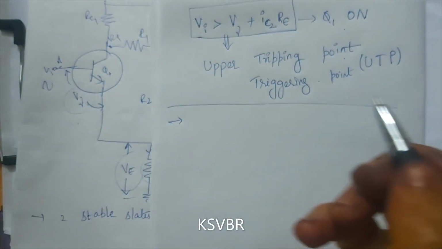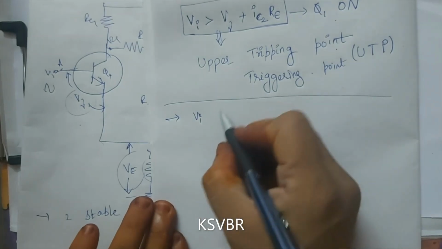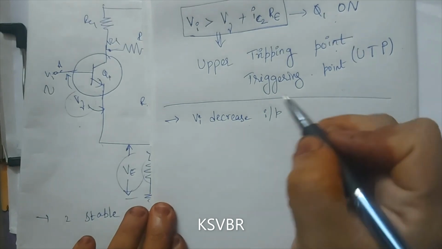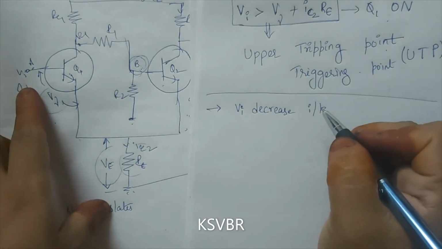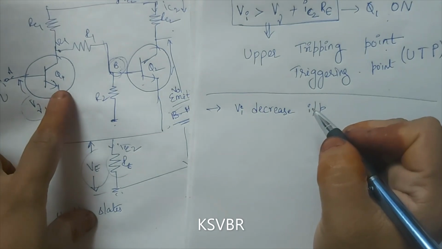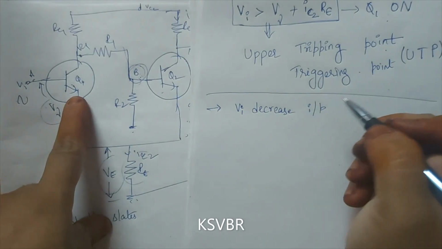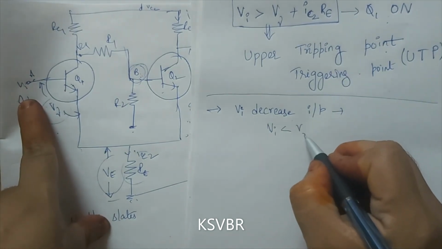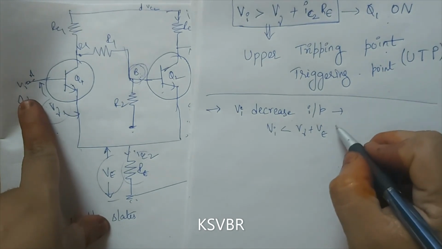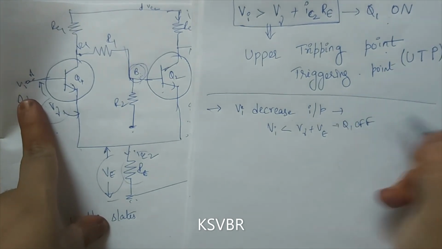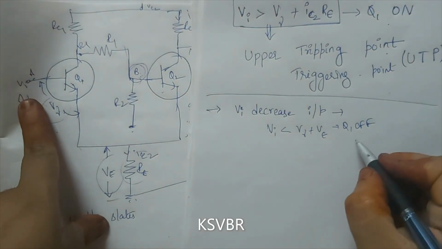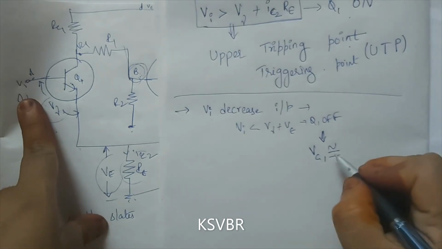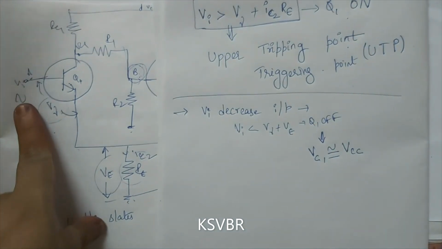In order to convert that one, we have to decrease our input value. Whenever V input decreases, what will happen? Q1 will be off. Whenever V input falls below V gamma plus VE, or IC2 into RE, then Q1 will be in off condition. If Q1 is off, then VC1 is approximately equal to VCC.